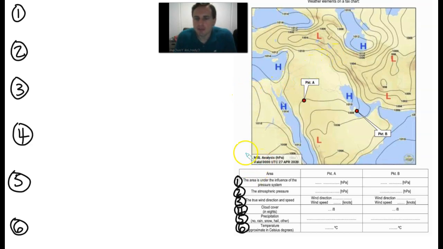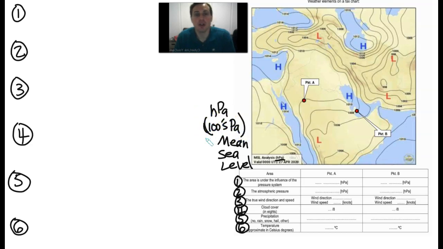So we were given this map which says MSL. So MSL is mean sea level. So this is a mean sea level analysis, and hPa is hectopascals. So hectopascals are hundreds of pascals. Now recall, pascals are the SI unit of atmospheric pressure.